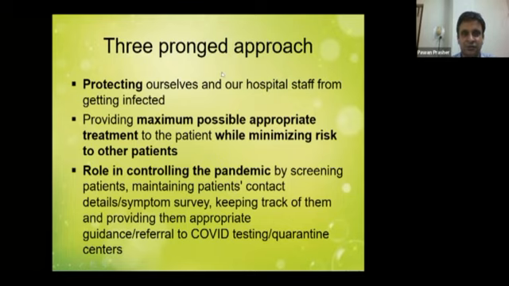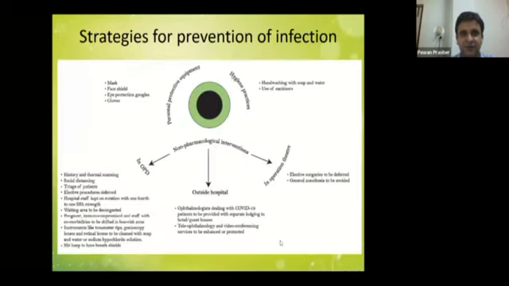So a three-pronged approach is recommended. First is protecting ourselves and our hospital staff from getting infected, providing maximum possible care to the patient while minimizing the risk to other patients. And we have to contribute and play a critical role in controlling the pandemic by screening patients, maintaining contact details, symptom survey, keeping track of them, and guiding them for appropriate referral to COVID testing or quarantine centers. And so there are a lot of strategies. I'm sure Dr. Raman will cover a few of them in greater detail.